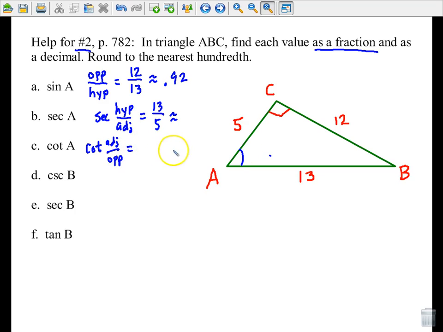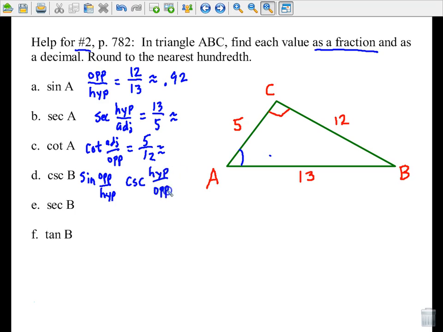Okay, and for A, adjacent is 5, opposite is 12, and then don't forget to come up with the decimal form of that. Cosecant B. Well, cosecant is the inverse of sine. Sine is opposite over hypotenuse. So for cosecant, we will just flip it over.